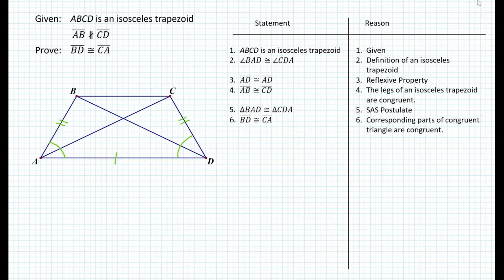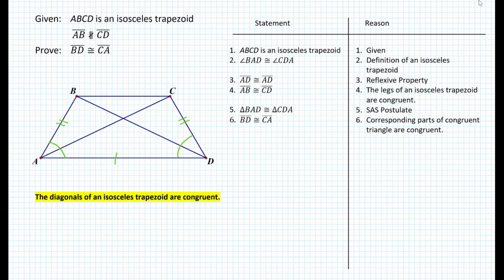And then finally, segment BD is congruent to segment CA, which are basically the diagonals here, because corresponding parts of congruent triangles are congruent. So now we know for sure that the diagonals of an isosceles trapezoid are congruent. So that is now a property that we can always use here. The other property that was mentioned earlier during this video is that opposite angles are supplementary. So how can we prove that?